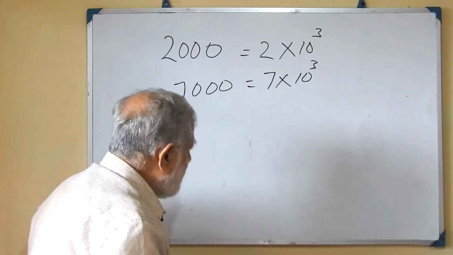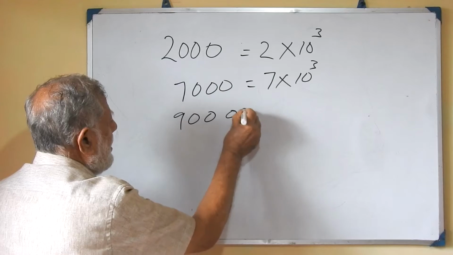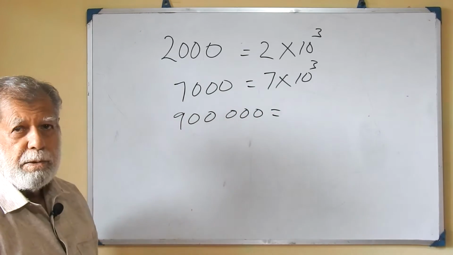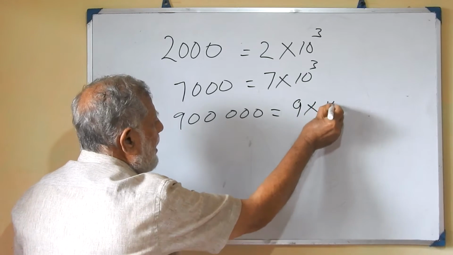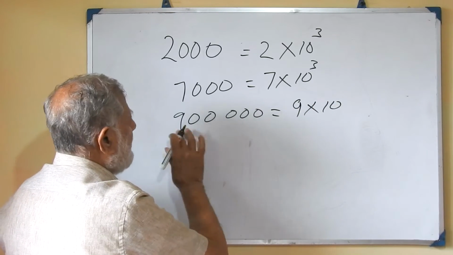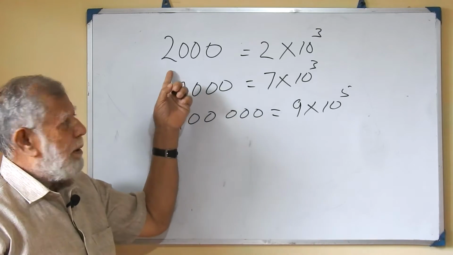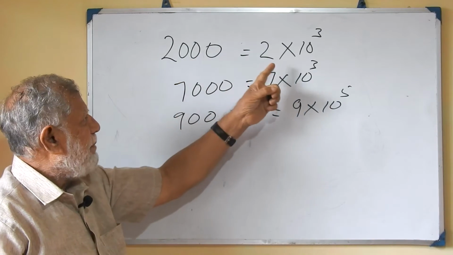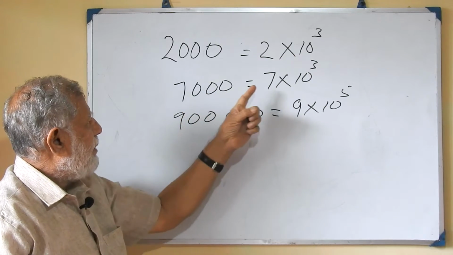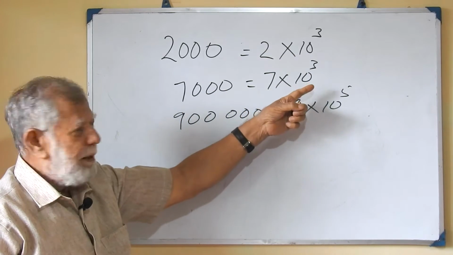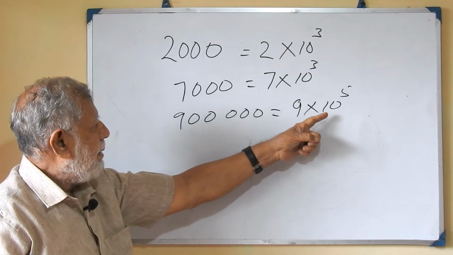If we take another number, we will say 900,000. Now what we do is we write 9 and into 10 to the power of 1, 2, 3, 4, 5, so 10 to the power of 5. Count the zeros. So this is easy. Now 2000 in scientific notation is 2 into 10 to the power of 3. 7,000 is 7 into 10 to the power of 3. 900,000 is 9 into 10 to the power of 5.